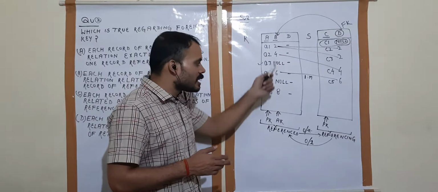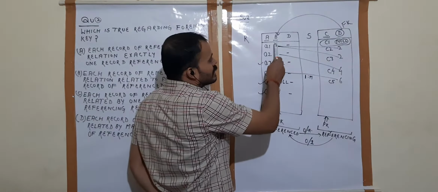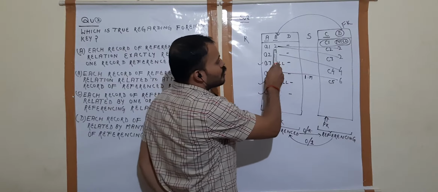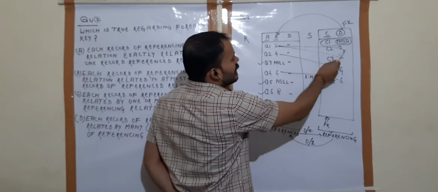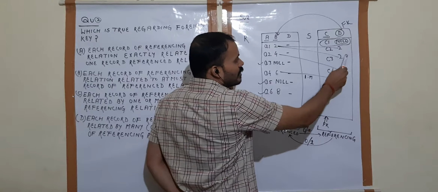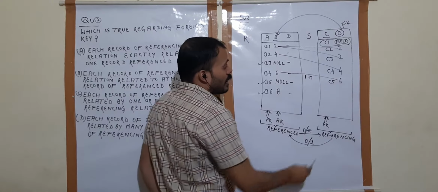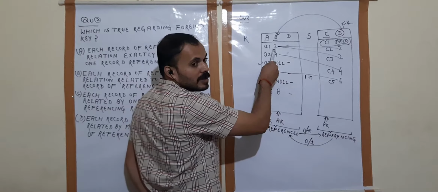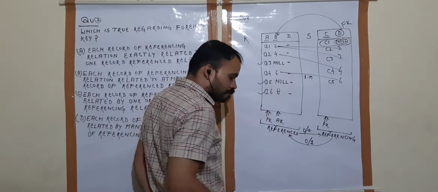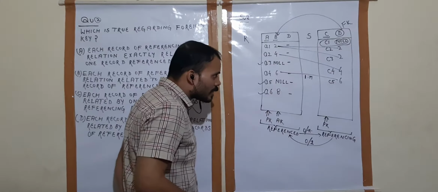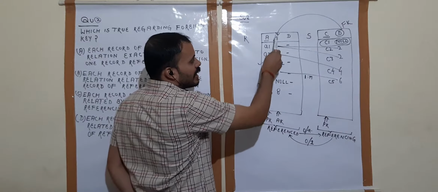Now see here, the D value is 2, and so this value should also be present in the alternative key. See here, 2 is also present in the alternative key. So 2 is allowed because 2 is present in the alternative key B. This 2 is also allowed because it is present in the alternative key. Now see here, is this 4 allowed or not? 4 is also allowed because 4 is present in the alternative key B.